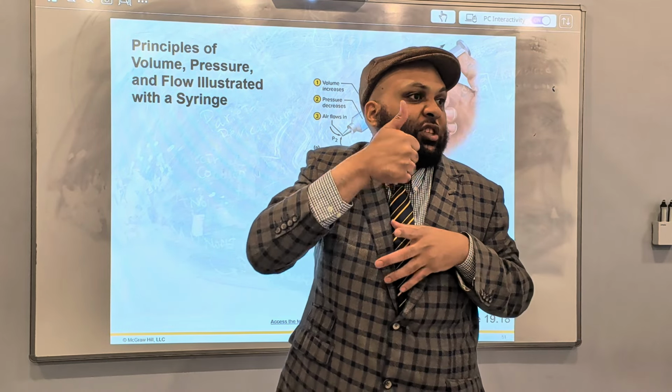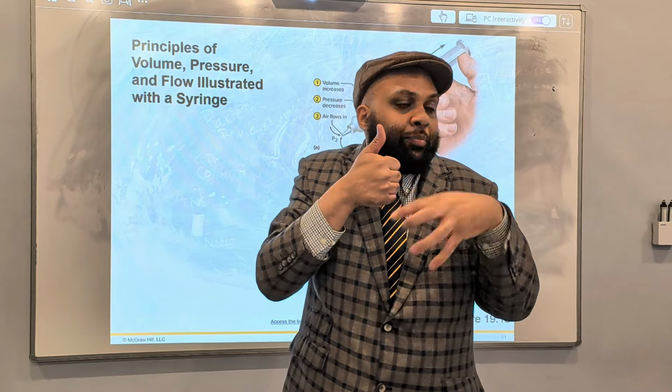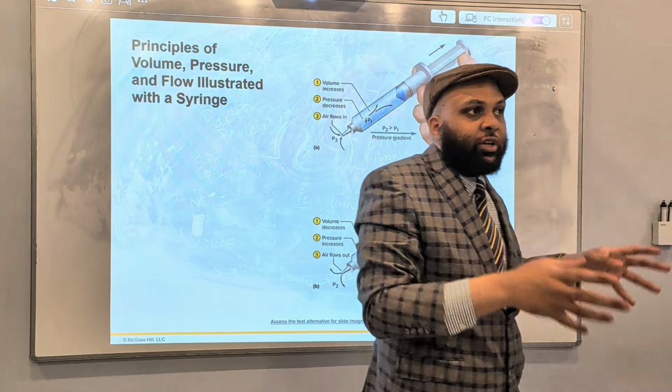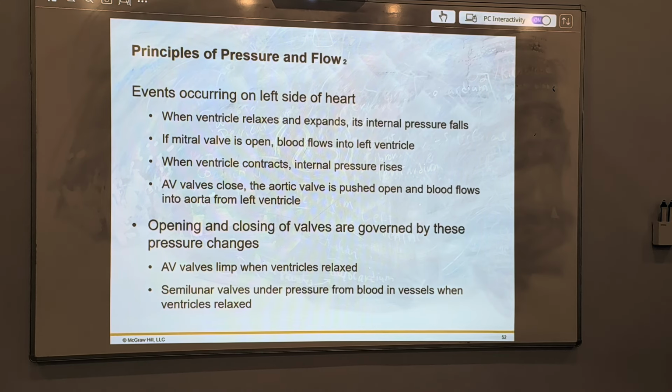Increase. The pressure is high in the rib cage, then the air is going to go from an area of high pressure to an area of low pressure in the air. Is that clear? Any questions? That's the principle of the pressure and the flow.